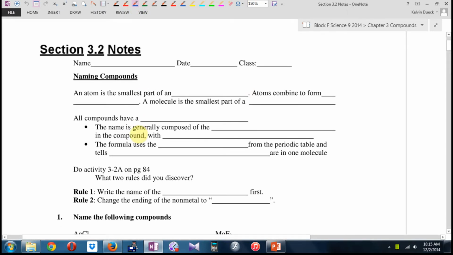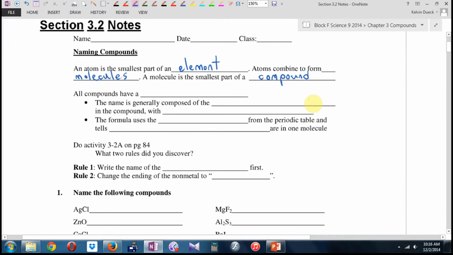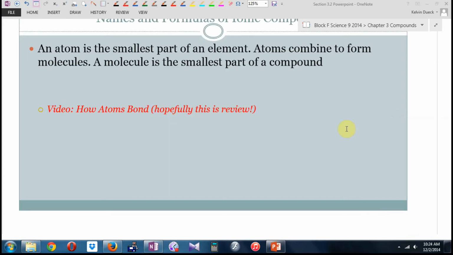Well, an atom is the smallest part of an element. So you can have a bunch of gold atoms that make up the element gold. It's the smallest part of an element. And atoms combine to form molecules. And a molecule is the smallest part of a compound. Okay? All compounds have a name. So, hopefully most of that was review.